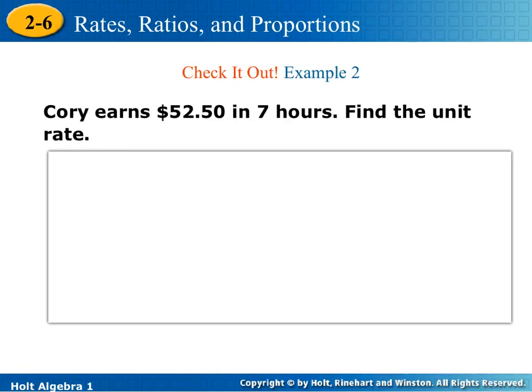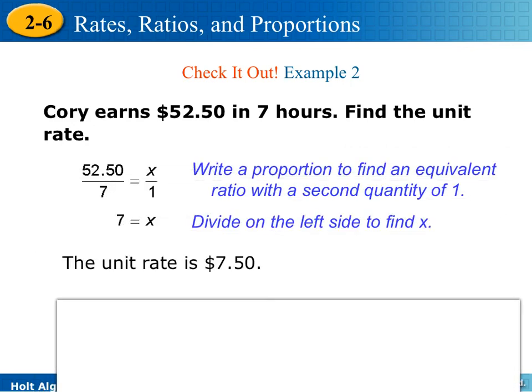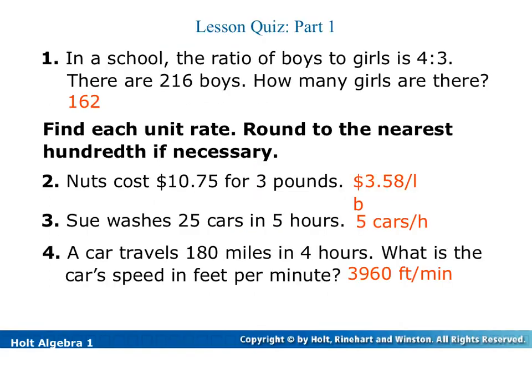Same idea here. Corey earns $52.50 in 7 hours. Find the unit rate. The unit rate there would be how much he's earning per hour. And again, we just divide that out. It turns out he earns, or she maybe, earns $7.50 per hour.